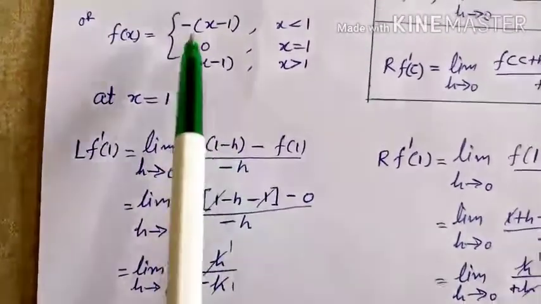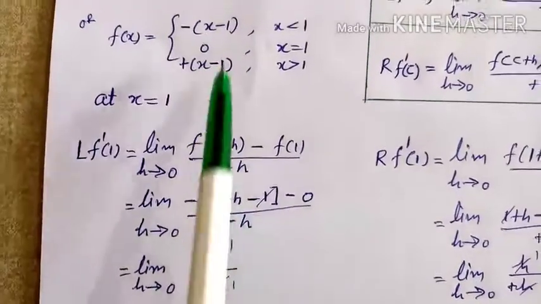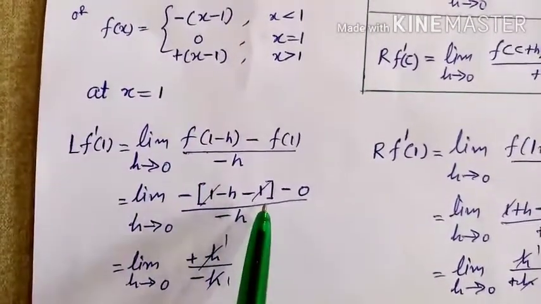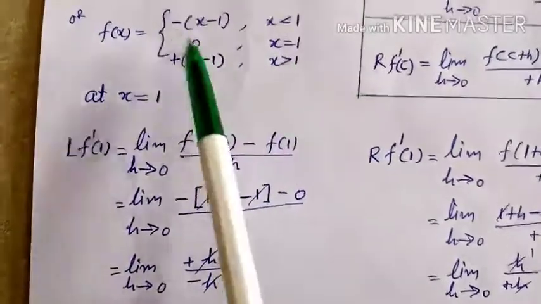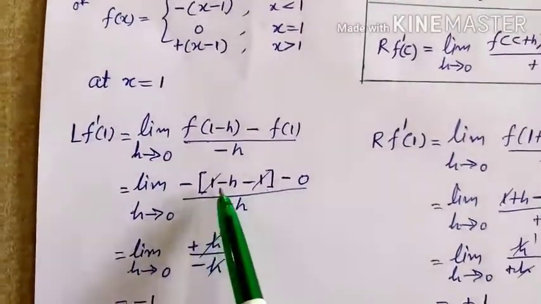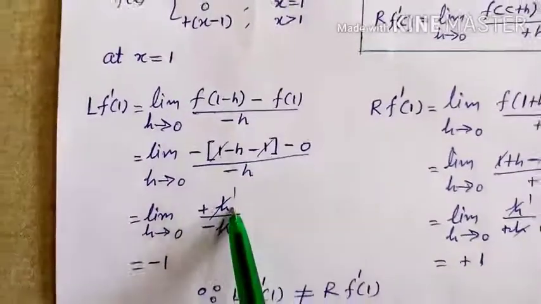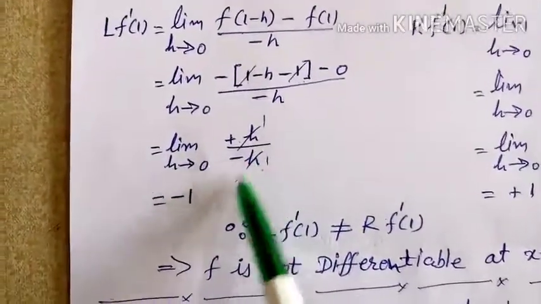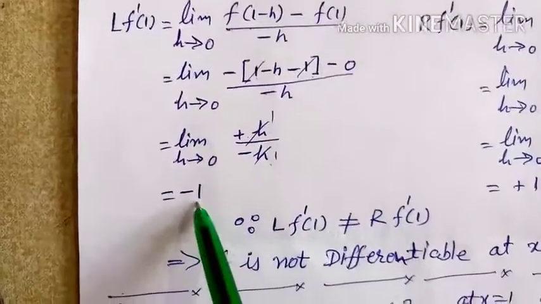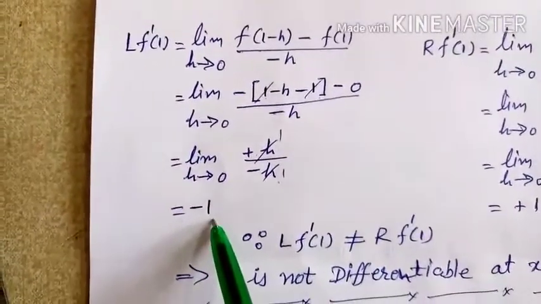In place of x write 1 minus h, this is 1 minus h, and this is the minus 1, and f of 1, which is 0. Here 1 is cancelled out, only minus h remaining, so minus minus will be plus h. Now h and h cancel out, only minus 1 remaining, which is free from h. So the left hand derivative is minus 1.